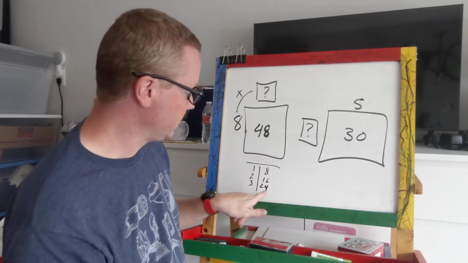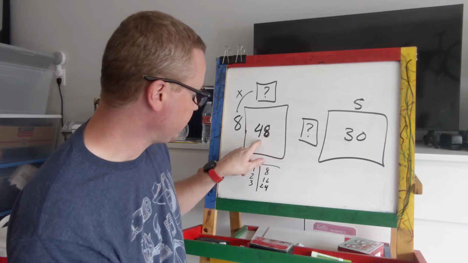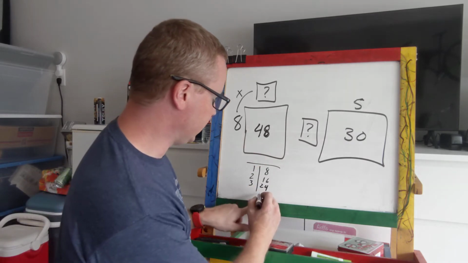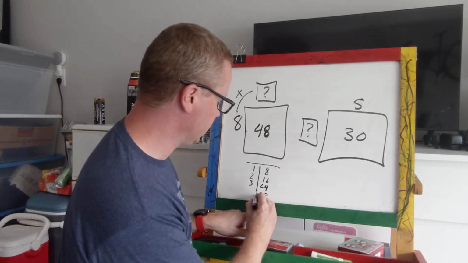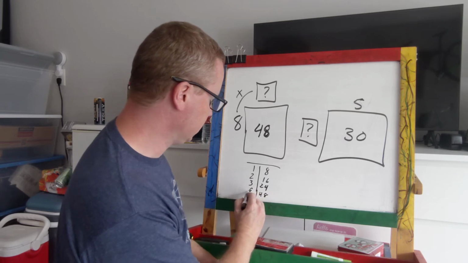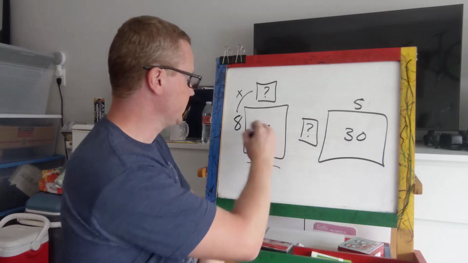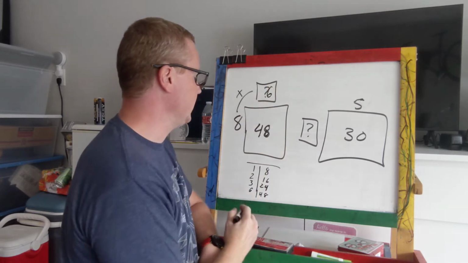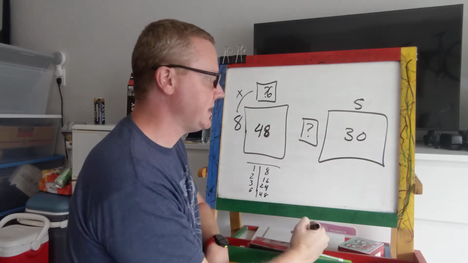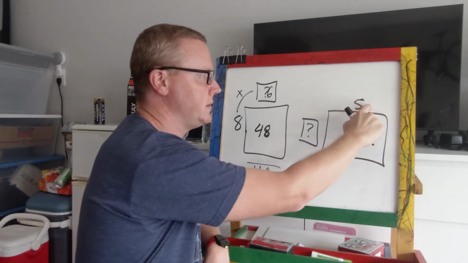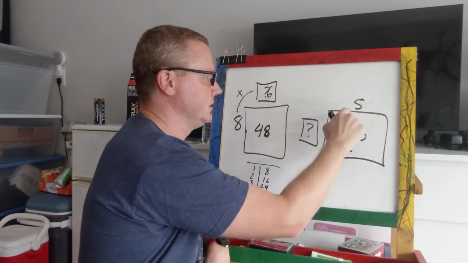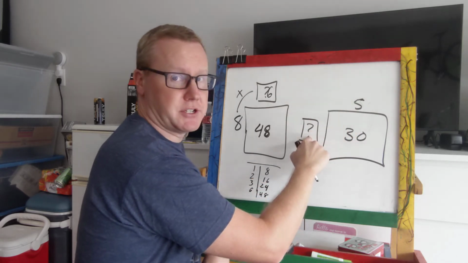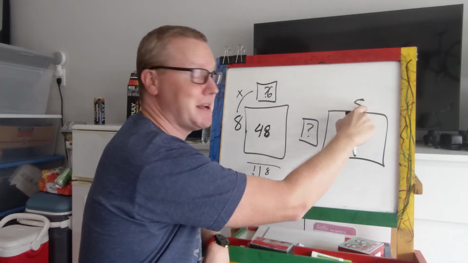Whoa, I noticed that 24 is half of 48. So if I double this side and I go to 48, I need to double this side, and I get a 6. So 6 times 8 is 48. Same thing on this side. We're missing one dimension or factor.